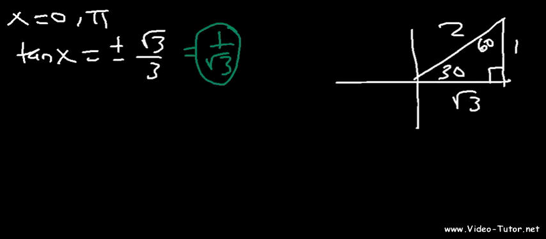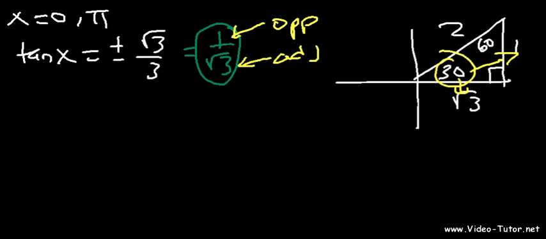Tangent is opposite over adjacent. So which angle is opposite to 1 but adjacent to root 3? 30 is opposite to 1 but adjacent to root 3. So therefore this is 30 degrees. At least that's the reference angle. Once you have the reference angle, you can find the other angles. Because it's plus and minus, we need the answer in all 4 quadrants.